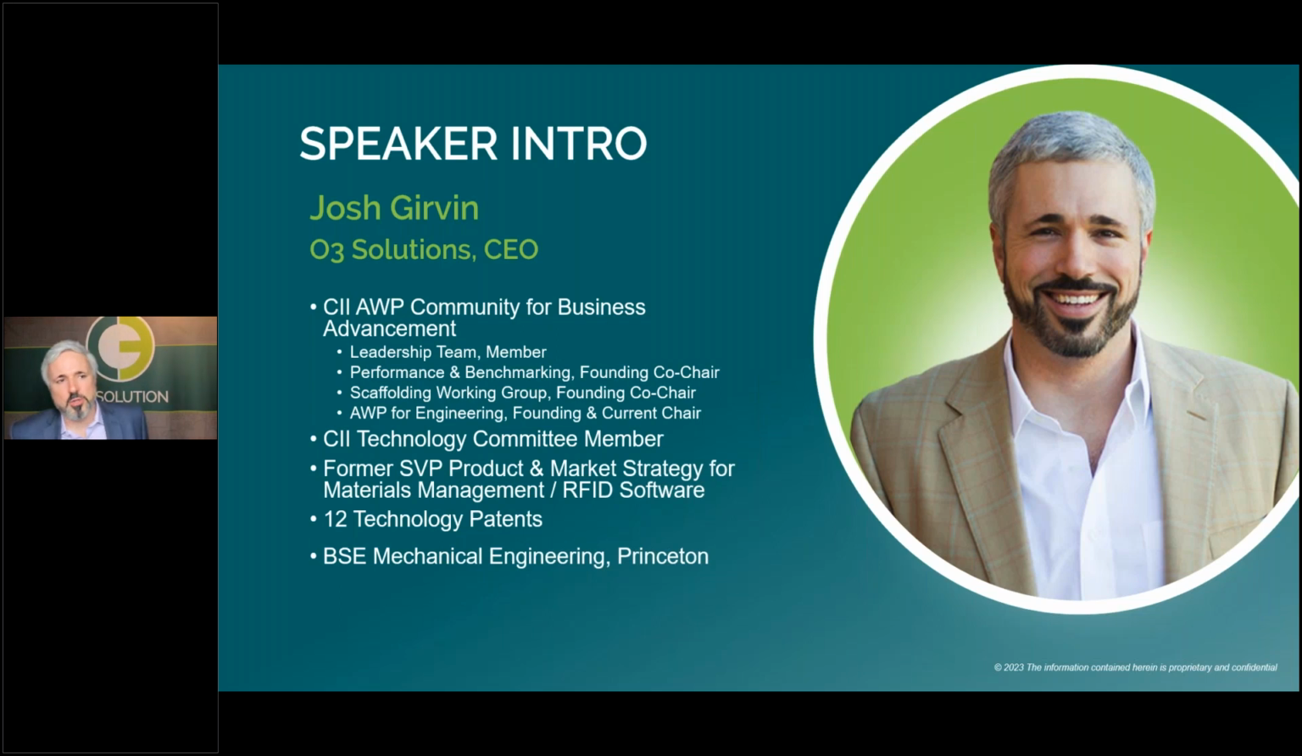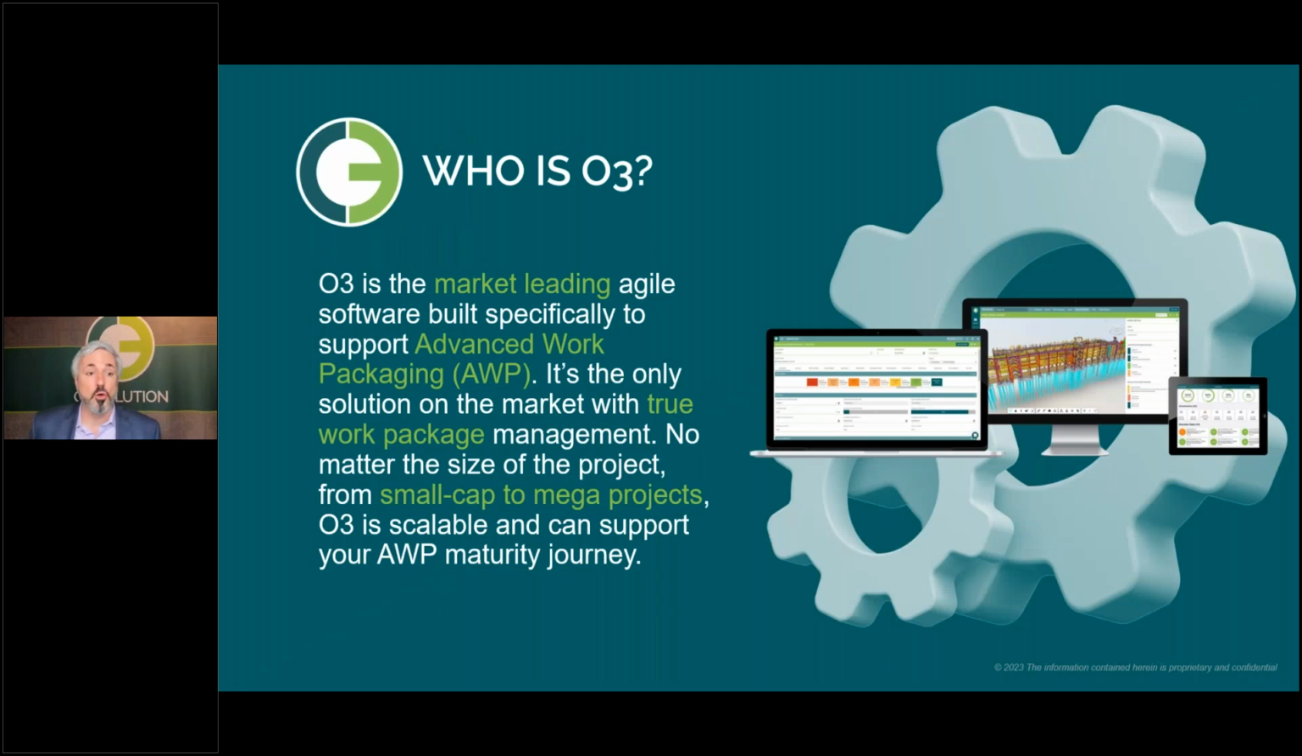Thank you, Tori. For those of you who are not familiar with O3, I'd like to start with a little information on who we are. O3 is the market-leading agile software built specifically for advanced work packaging. We're not slapping an AWP sticker on some other generic tool. It's the only solution at market with true work package management, actually managing those packages through an entire life cycle, not just scoping packages. And it applies across all sizes of projects and all industries. If you're doing AWP, O3 can help you no matter where you are on your AWP maturity journey.